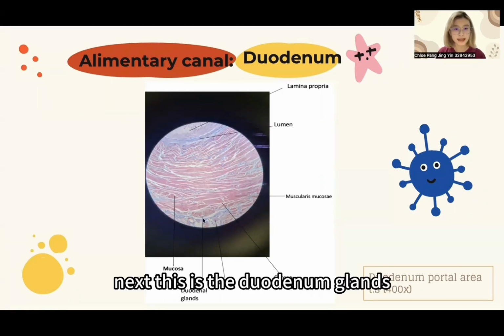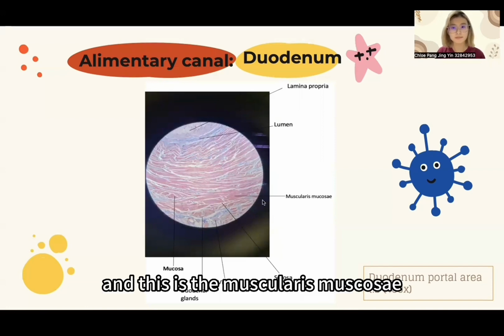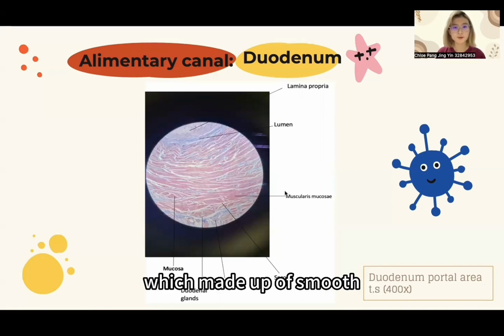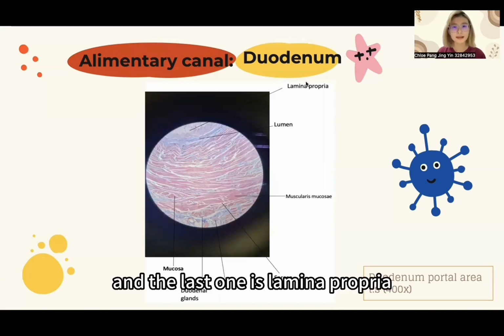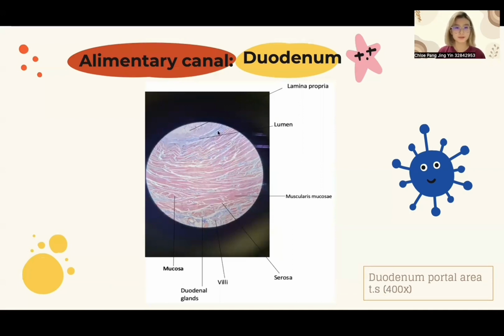Next, these are the duodenal glands, and this is the muscularis mucosae, which is made up of smooth muscle tissue. And the last one is the lamina propria, as you can see, it's around here.